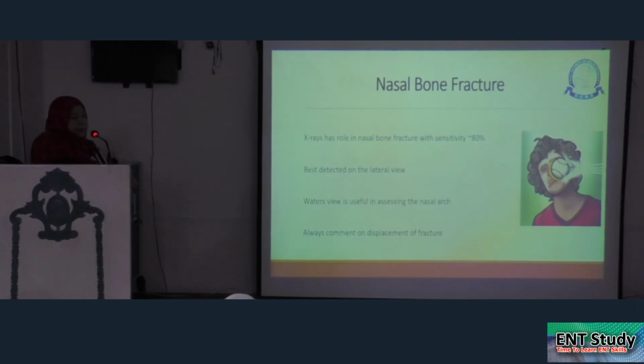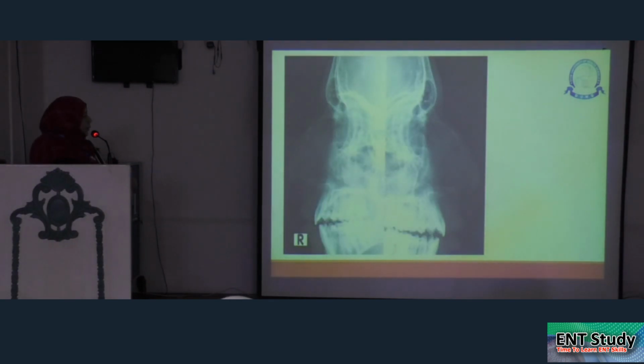If there is proper anatomical alignment, no further treatment is required. But in case of displacement, if left untreated, it can lead to an unfavorable cosmetic result and also impaired respiratory function because of the deviation of the bone. This is the X-ray of the nasal bone.